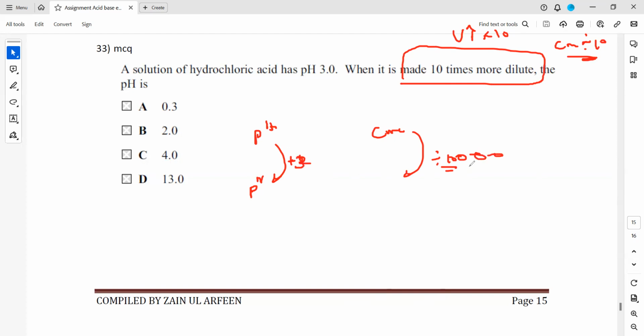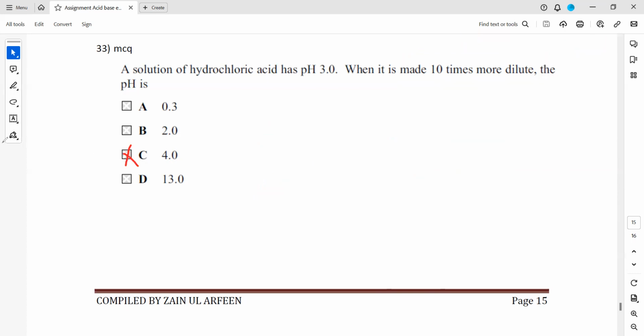If it is divided by 10,000, how many zeros are there? The same number, it will increase or decrease. If it is divided, the other will increase. If it is multiplied, the other will decrease. So C should be the right answer for this question.